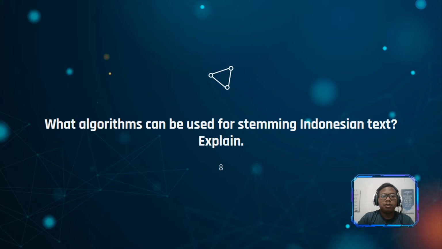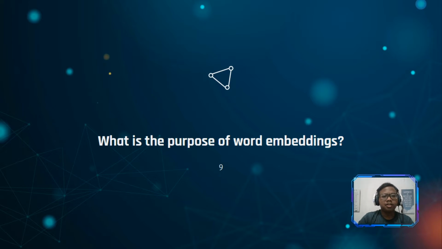And then the algorithm will remove men or me, etc., which are called penurunan awalan in Bahasa Indonesia. After that, the process is finished. The next question is, what is the purpose of word embeddings?